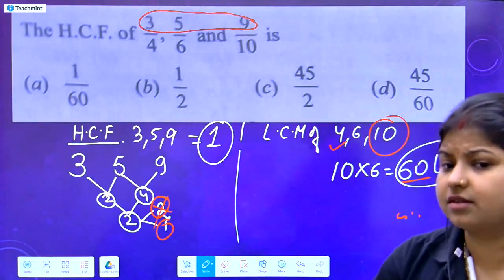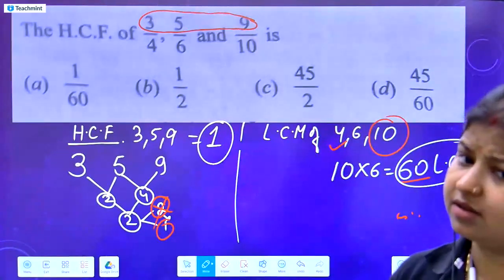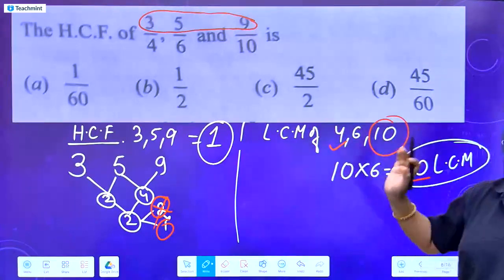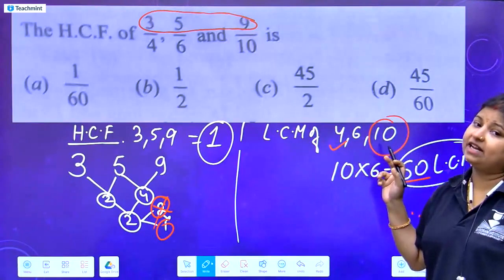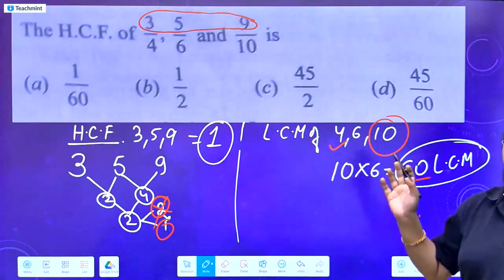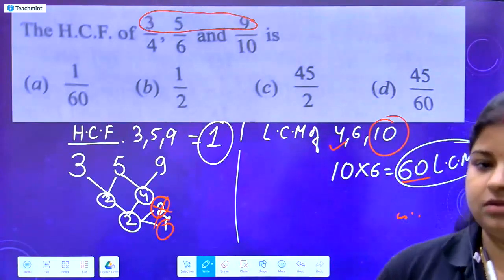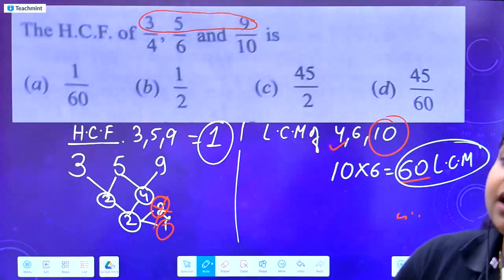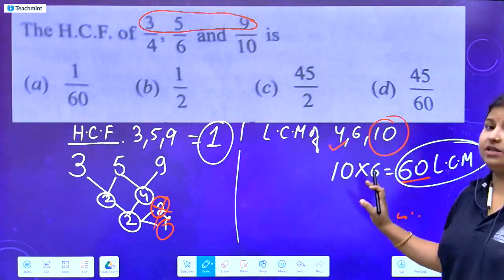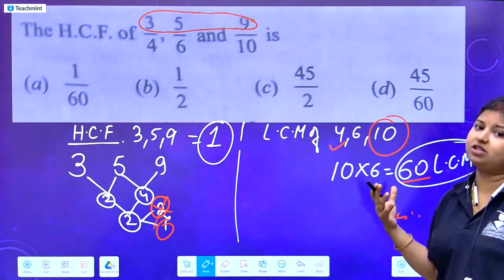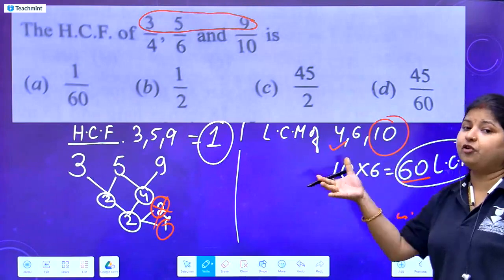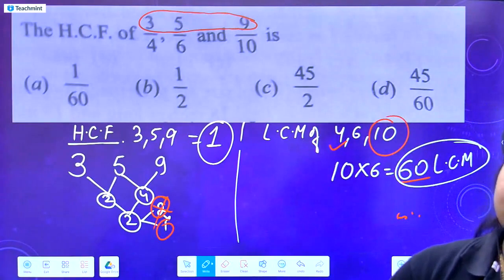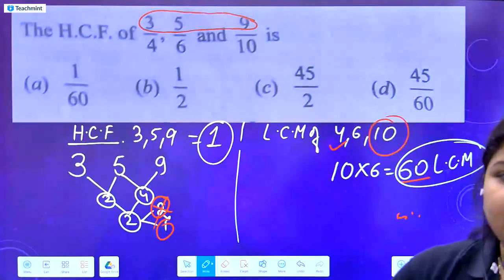Vivansh. Ma'am, how can 4 divide 10? 4 does not divide 10, beta. That's why we have to multiply 10 with such a number so that the answer is divisible by 4. Got it, Vivansh? Okay, ma'am. Got it.